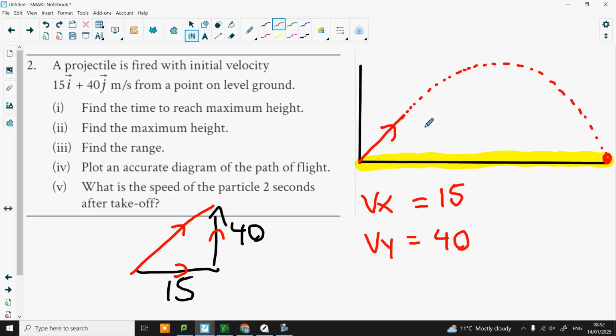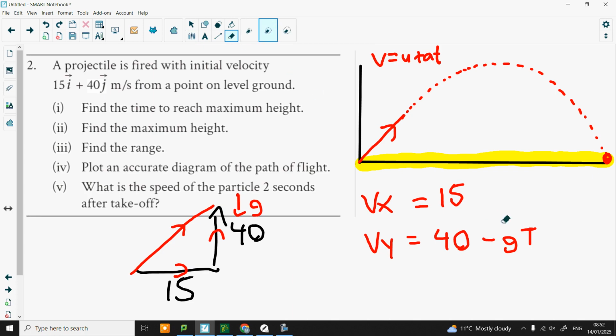It's in the y direction, and the y direction acts against gravity. Gravity is an issue. Is that all right? So we're going to use v equals u plus at, and what we're going to say is it's 40 minus gt, or if you want, 9.8t. Is that all right, you guys? Yeah, 9.8t.